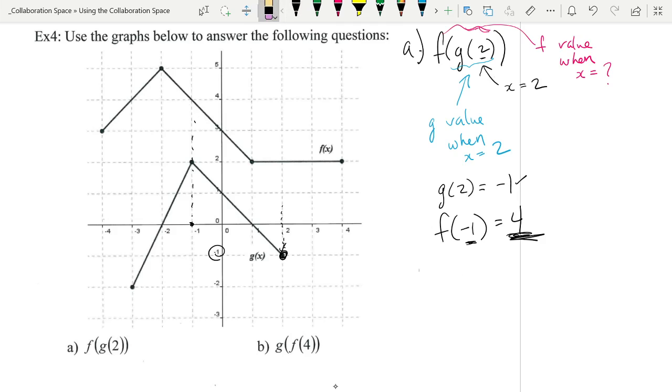So if that all made some sense to you, you should be able to do b without me. I'll give you a minute and see if you can figure out g of f of 4. See if you can figure that out. And I'll get to that question that just popped up on the chat after we're done this lesson.